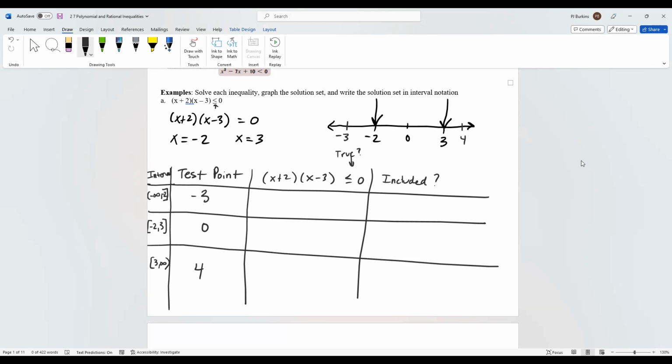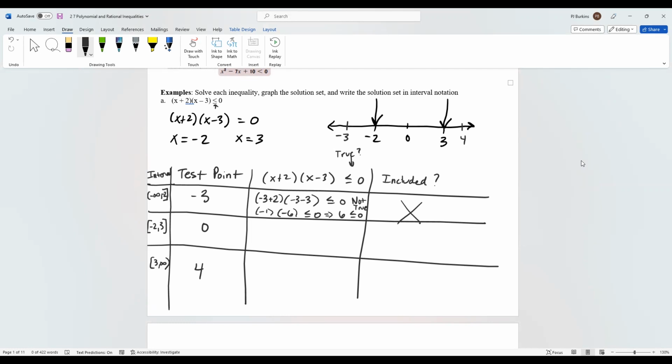All right. So let's plug -3 in. We'd have -3 plus 2, and then -3 minus 3. -3 plus 2 is -1. -3 minus 3 is -6. Negative times negative is positive. So we end up getting 6 is less than or equal to 0. That is not true, right? And because of that, this is not included.